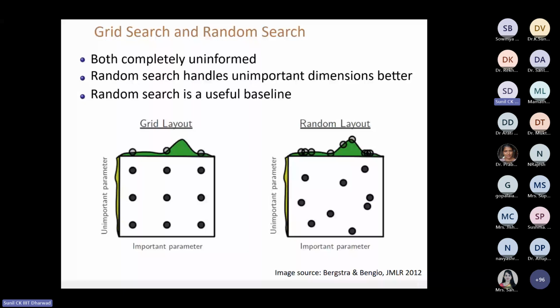Parallelization and flexible resource allocation are where random search is better. Completely uniform random search handles unimportant dimensions better, and random search is useful as a baseline as compared to grid search. And the next one is the Bayesian optimization approach you are going to use, so that we have seen some of the things.